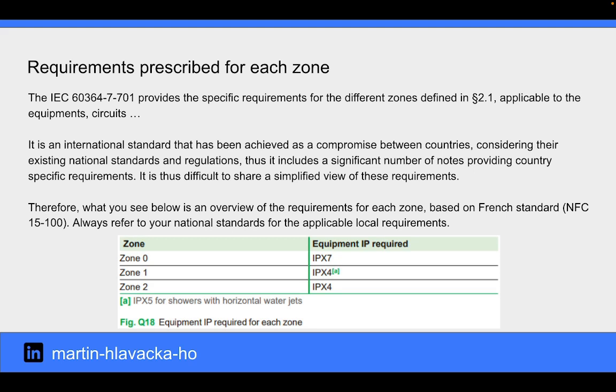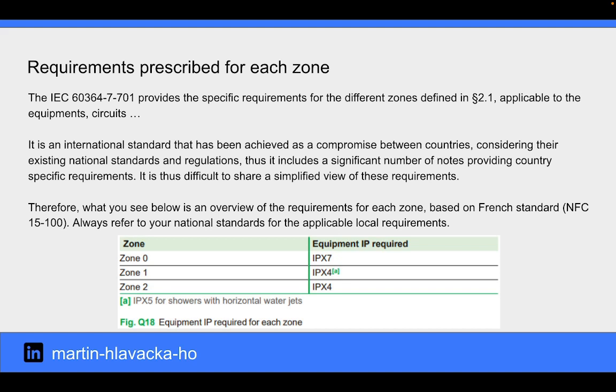The IEC 60364-7-701 provides the specific requirements for the different zones defined in Section 2.1 applicable to the equipment, circuits, etc.